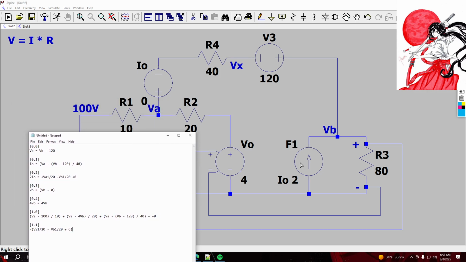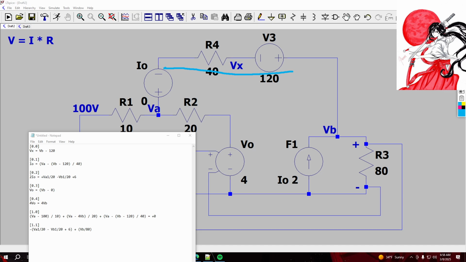We're going to have VB. Yep, so we did that. That's going to be the current there. Now we can do the voltage here, which is just going to be equal to VB. So we can just write VB. Actually, my bad, not the voltage here. We're going to do the current there, which is going to be VB divided by 80, right? VB divided by 80.